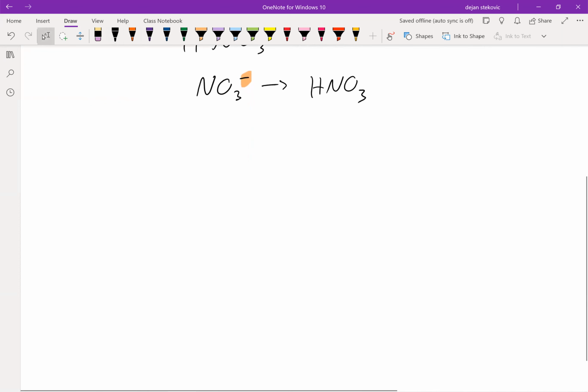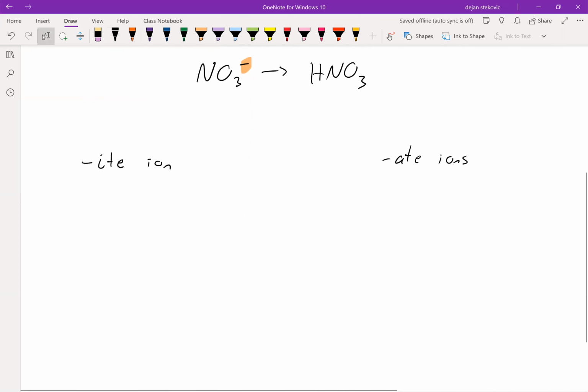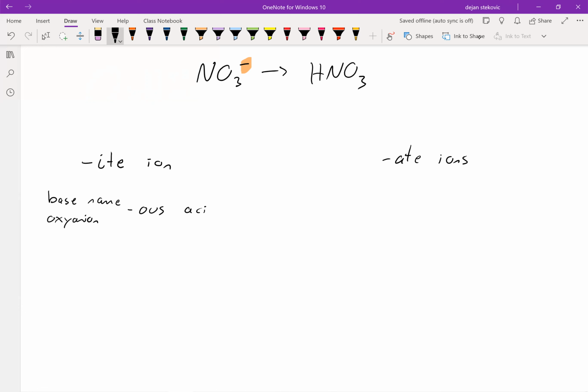All right. So the way the naming goes here is a little bit confusing. We have ite ions, nitrite, phosphite, that kind of thing. And then we have ate ions, nitrate, phosphate, sulfate, that kind of thing. And so with the ite ions, it goes the base name of the oxyacid or the oxyanion. The ite becomes an us, O-U-S, and then we add acid in the end.